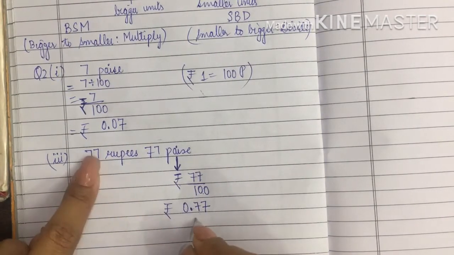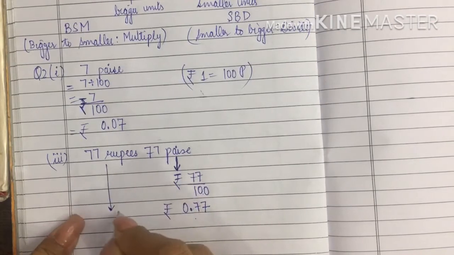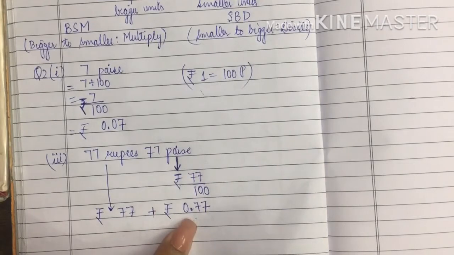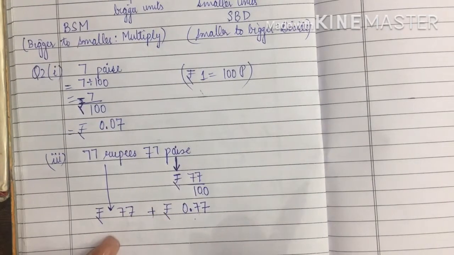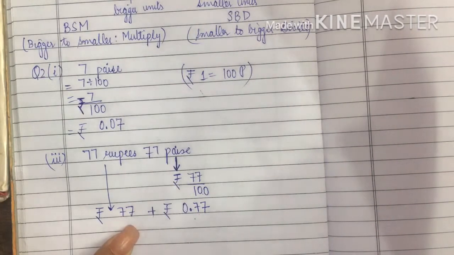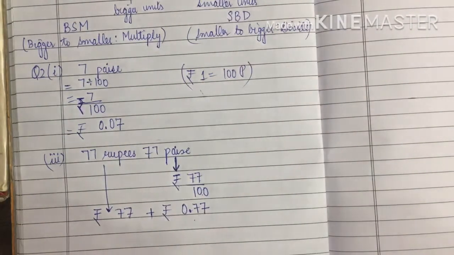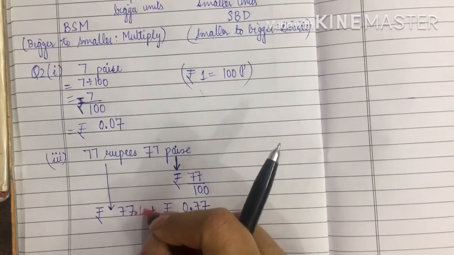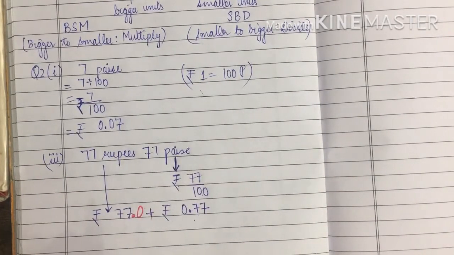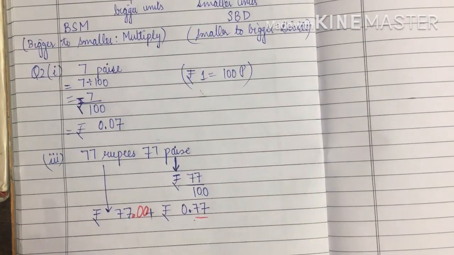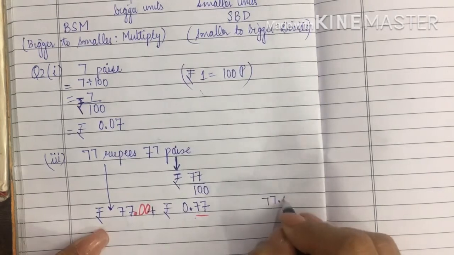Now this value can be added with this one. So let's bring this 77 rupees and 77 paise. Let's add these. Now this can be written as a decimal number. How do you write a whole number as a decimal number? You put a point and a 0 at the end. So you can put a point and 0 at the end. Because this has 2 digits, so I'm putting 2 zeros. Now I can add.